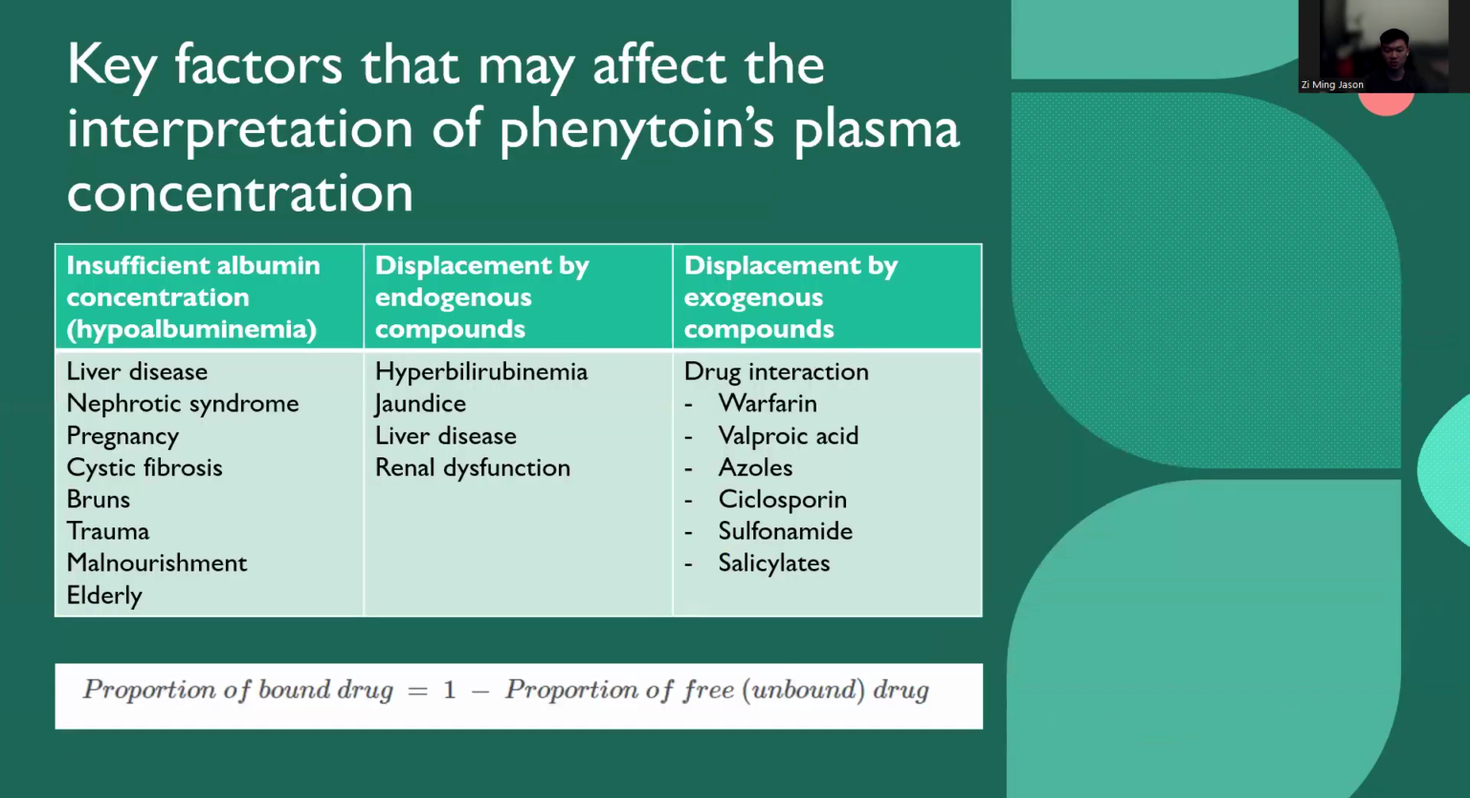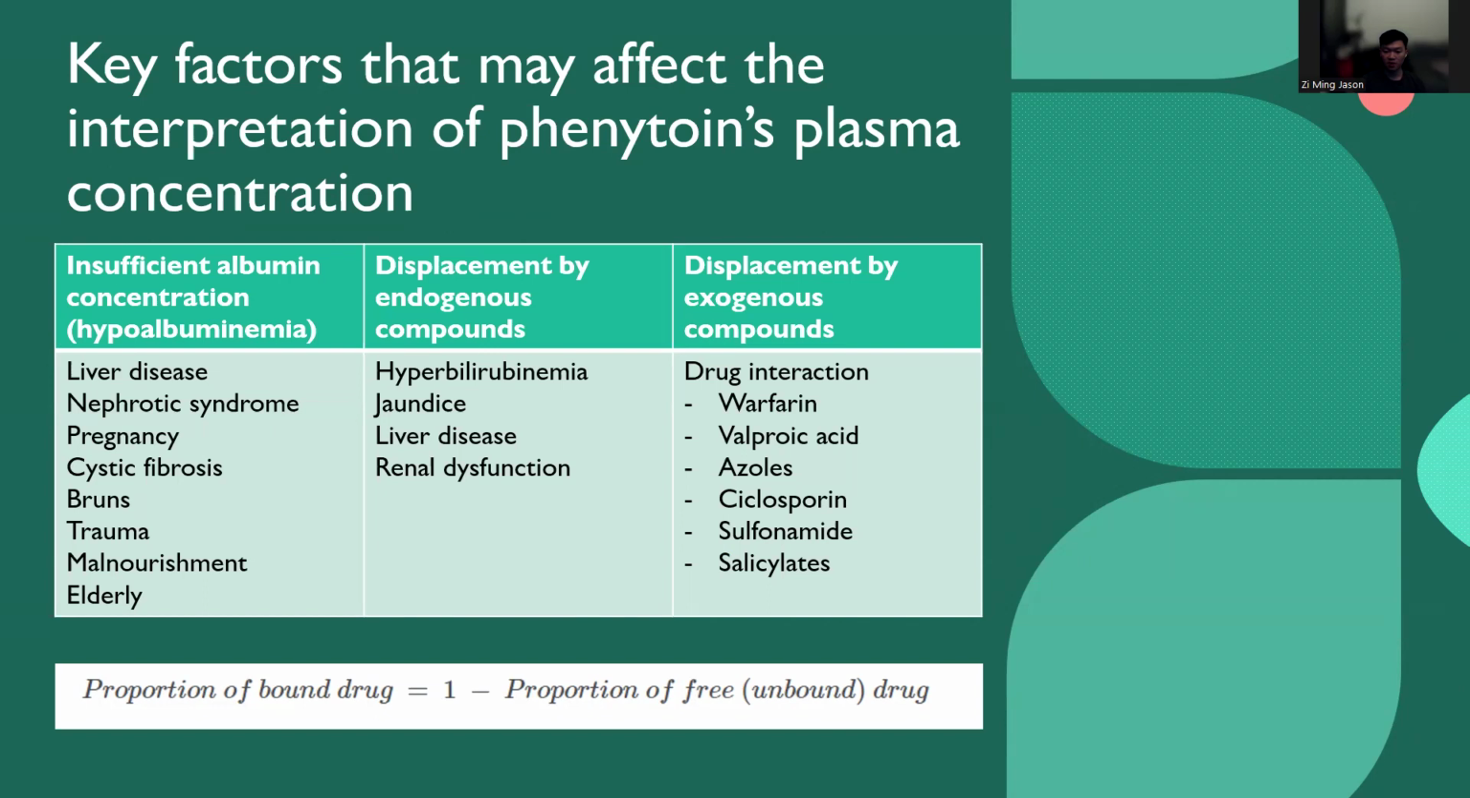Phenytoin is about 90% protein-bound. Free phenytoin level may be altered in patients with some disease states and conditions. Protein binding may be altered if there's insufficient albumin concentration as well as displacement by endogenous and exogenous compounds. I have listed some of the examples in this slide. In patients in this category, total phenytoin concentration may be within the therapeutic range, but the level of free phenytoin may exceed the recommended range and therefore cause toxicity.